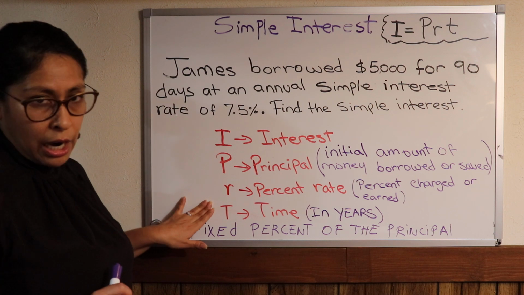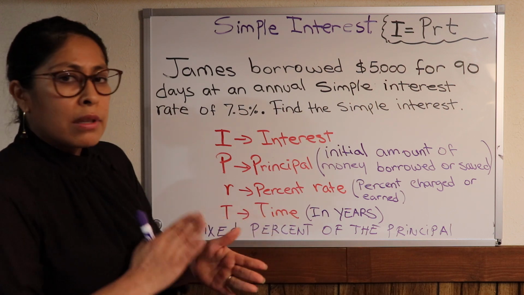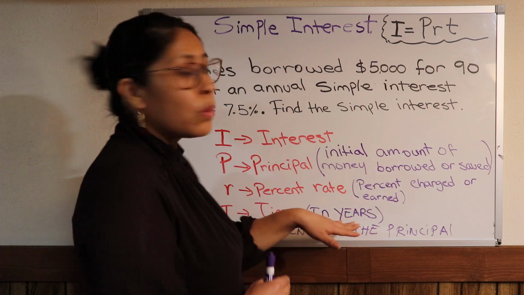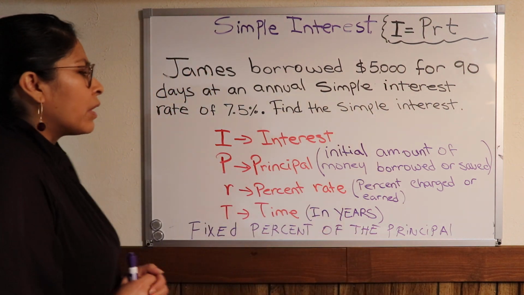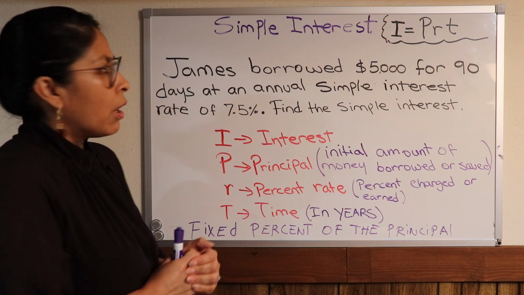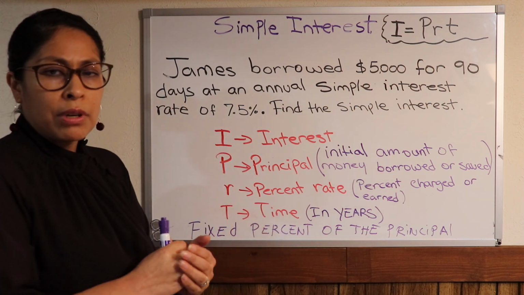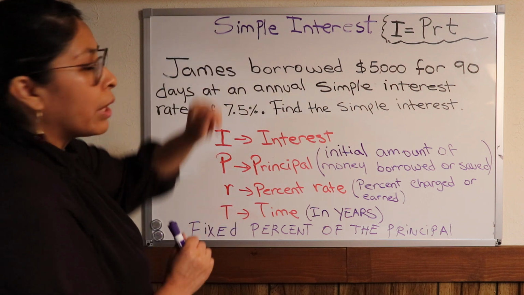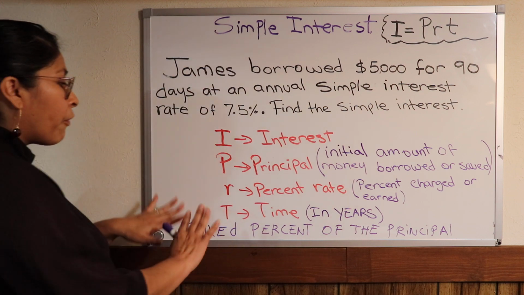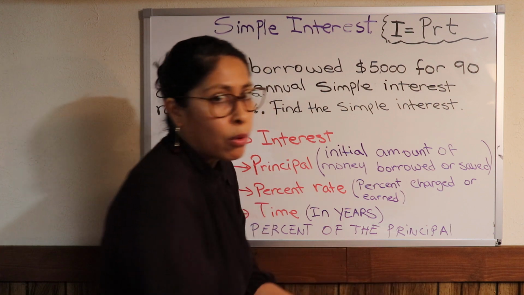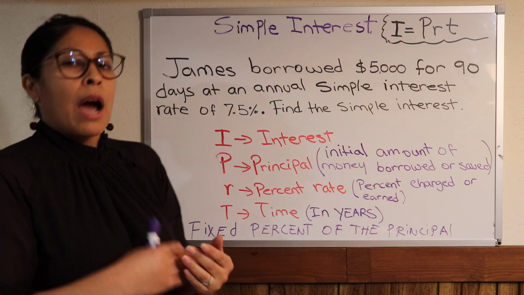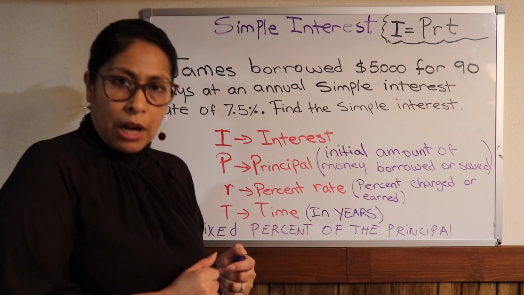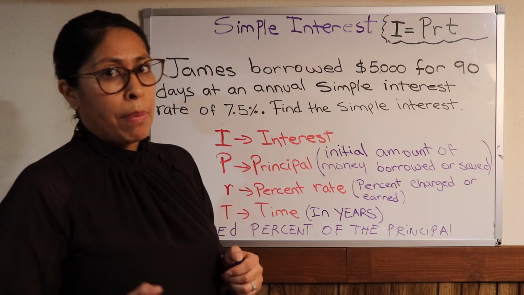Then we have the time, the T. It's important that we change the time to years. One more thing that is important: simple interest and compound interest are different, because simple interest is a fixed percent of the principal, which is linear. After this video, I'm gonna ask you to see the other video that I'm gonna do, and it's going to be about compound interest.